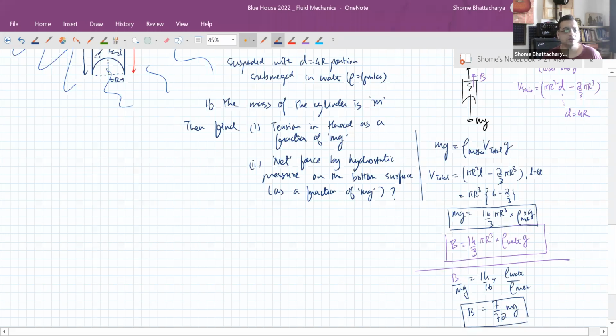Sorry, not 7 by 72. Density of metal is how much? 12. Density of the metal we've taken as 12, no? Yeah, so this is 7 by 8 into 12. So 7 by 96. Sir, but we'll get the buoyant force as 10 by 3 pi r cube. Yes, sir. Oh, sorry, 12 minus 2. Correct.